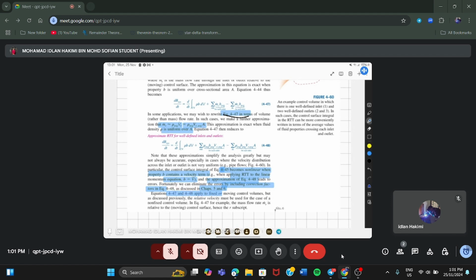Equations 4.47 and 4.48 apply to moving control volumes, but as discussed, the relative velocity must be used for these cases. The mass flow m dot R is relative to the moving control surface, since it has the R subscript.